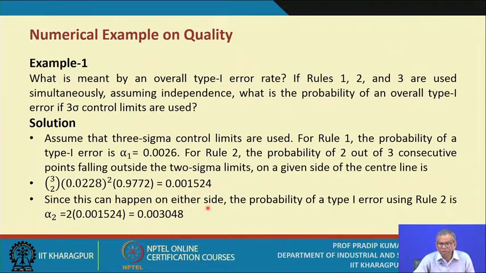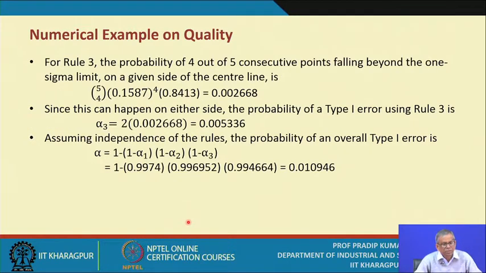Since this can happen on either side, the probability of a type 1 error using rule 2 is obviously twice this value. That means alpha 2 is 2 into 0.001524, that is 0.003048. Is it okay?